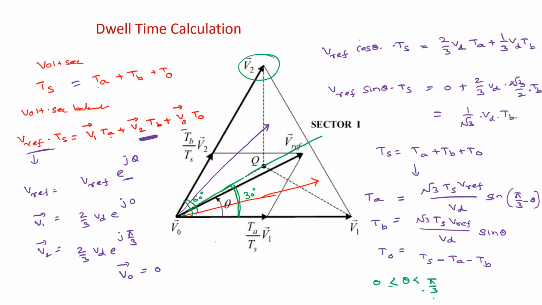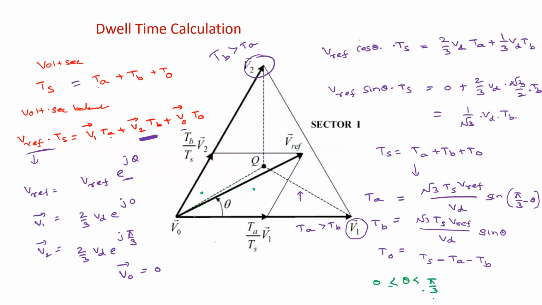So which is dominating here? If this is the one, it is inclined to the V1 side, so this TA will be more when compared to TB. That means we need to turn on this V1 vector for more period of time when compared to TB. Similarly, if the reference vector falls in the 30 to 60 degrees angle, in that case this vector we need to turn on for more period of time. That means TB is greater than TA here. Understood? Okay, there is another one. If the reference vector is exactly here, what is the value of TB?